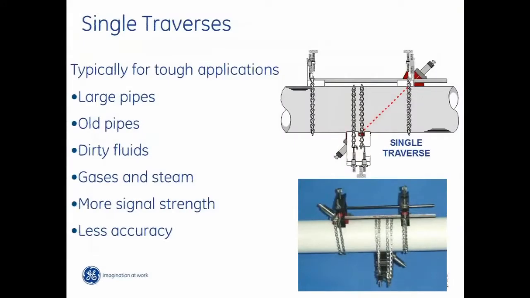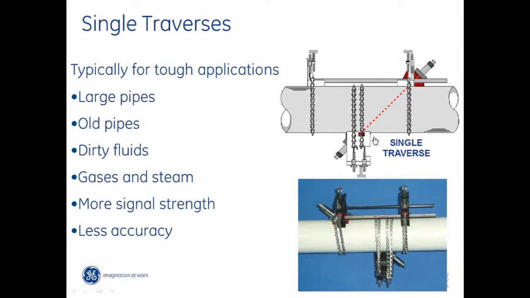All right. We'll talk about the traverses now. I mentioned that a couple times already. Typically, for tough applications, or larger pipes, old pipes, dirty fluids, gases and steam, we need more signal. We want to do a single traverse. And what that means is we're going through the pipe one time, which is here. So the transducers are basically mounted on the pipe. In this case, it's showing it on top and bottom just so you can see both. Typically, we always mount on the sides of the pipe someplace, especially in liquids. That's a single traverse application.